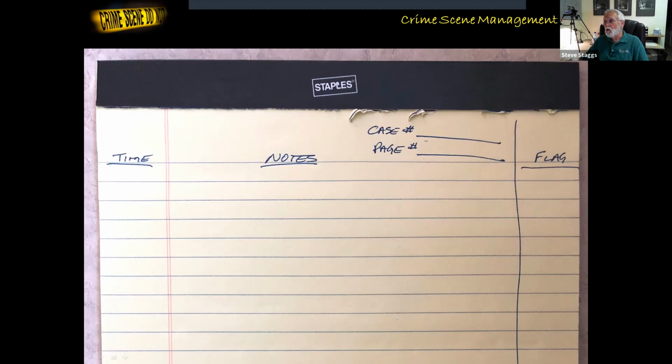Now, this far right column that I draw, that's to flag my attention. So let's say that I write down something and I say, I need to come back to that before I leave. I need to remember to come back and do something. So in that right column, I'm going to write a note to myself. Then when I'm all done with the crime scene, I can flip back through my notes and look at all the flags and say, oh, I've got to remember to do that. And then make sure I do that, because it's something that is out of order that I have to do later.